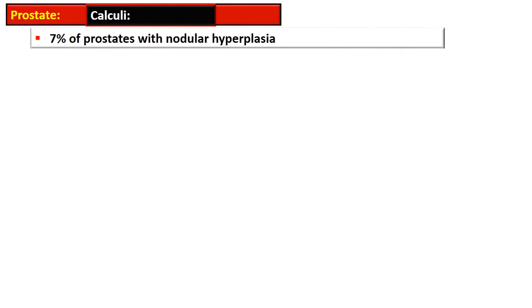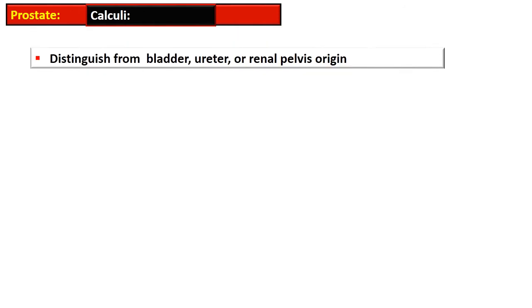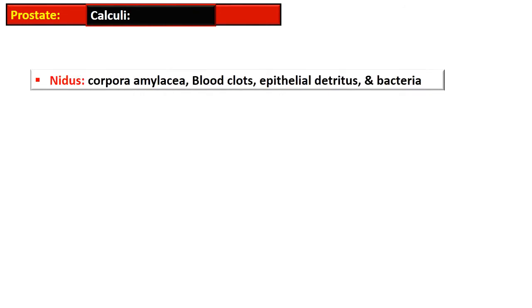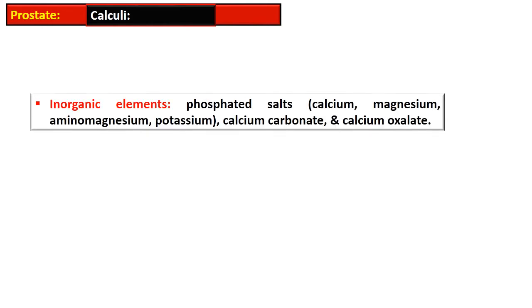Another entity of this area is presence of stone. So prostatic calculi are present in 7% of the prostatic biopsies that were taken out for nodular hyperplasia, and they should be distinguished from the bladder, ureter or renal pelvis origin. The main nidus for the development of these stones are corpora amylacea, blood clots, epithelial detritus and bacteria.